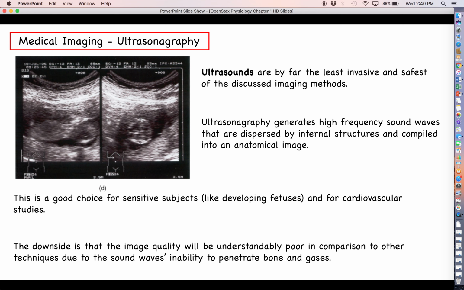But as you probably saw coming, the downside is that since we are not using electromagnetic radiation, and because sound waves do not penetrate through structures easily at all, the image quality is going to be very poor in comparison to some of the techniques that we've talked about so far. So again, another thing that you have to weigh depending on what we need to accomplish versus what is the risk to the patient.